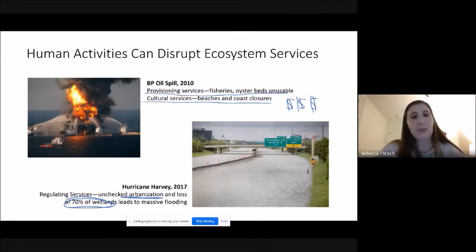So anytime humans disrupt ecosystem services, it always comes back to us in some economic way.